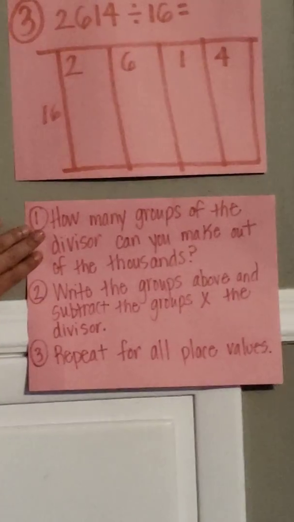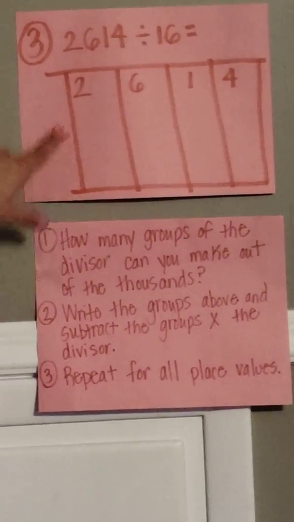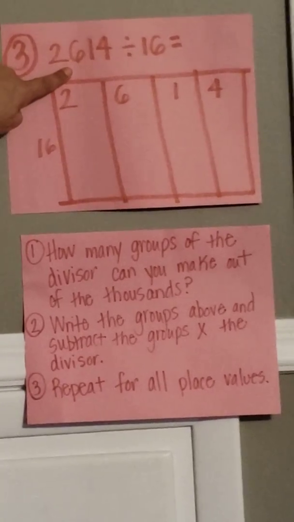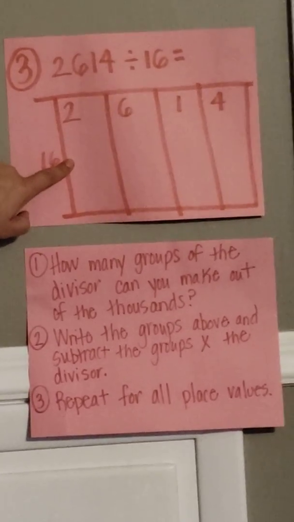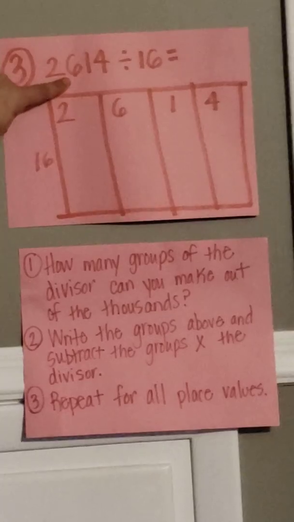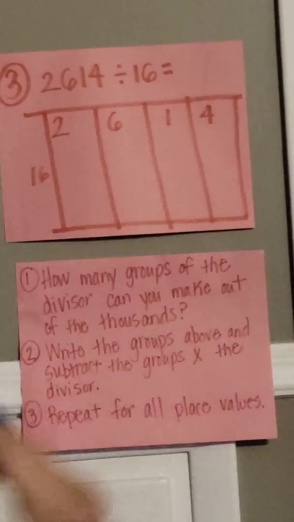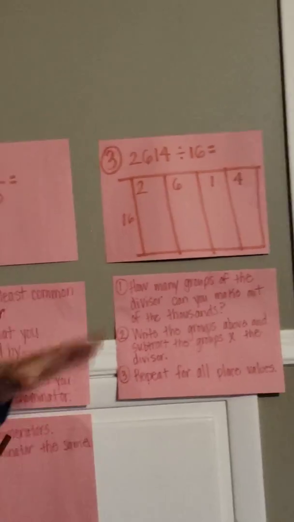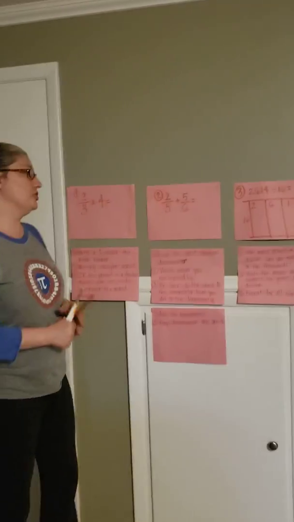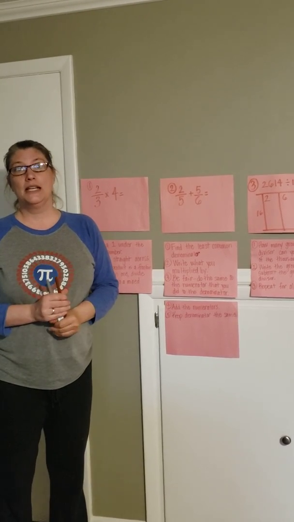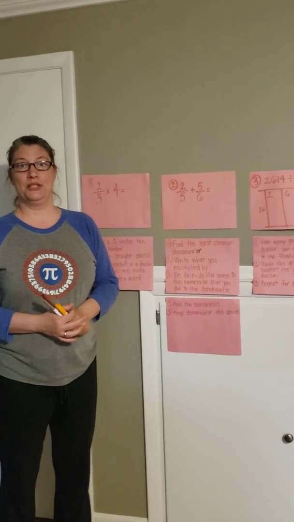First, how many groups of the divisor can you make out of the thousands? Write the groups above. Subtract the groups. Subtract the groups times the divisor. Repeat for all 3 place values. All right, so now it's your turn to take a few minutes, pause the video, no cheating, and then press play when you're ready to check it.